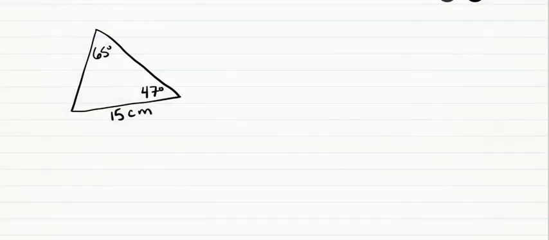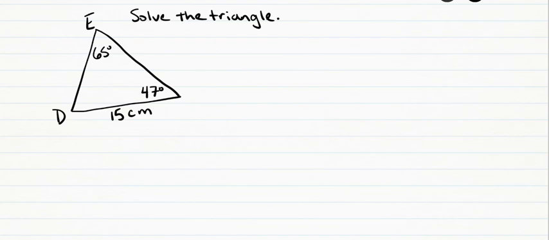Okay, here's another question. And again, we're going to solve the triangle, which means we want to solve for all of the unknown sides and angles in this triangle. And again, this triangle isn't labeled, so just so that we have notation to work with in our question, let's label these vertices as D, E, and F.